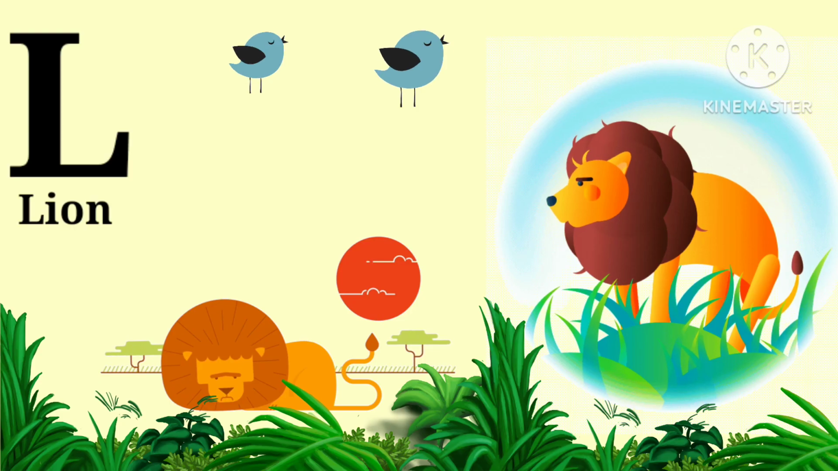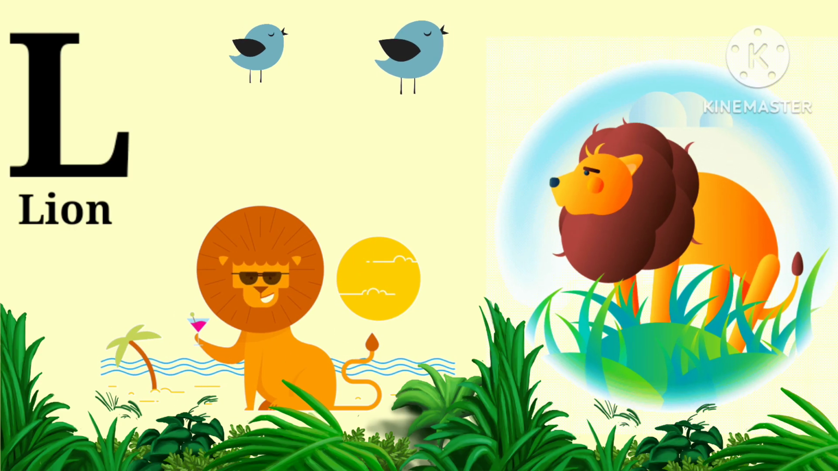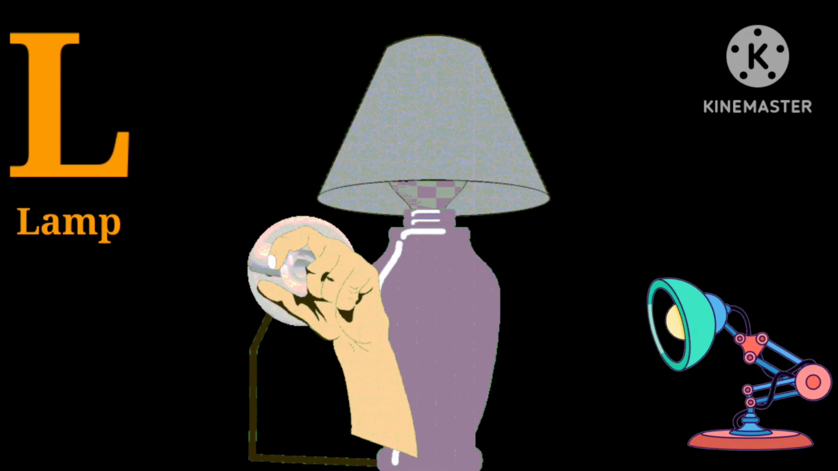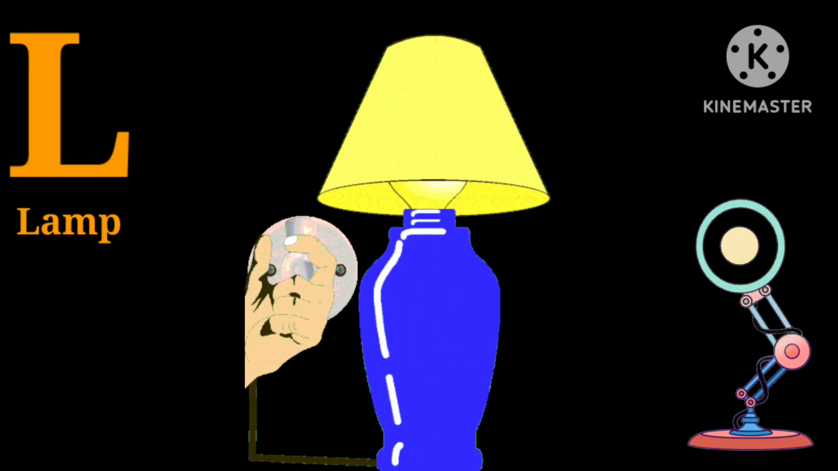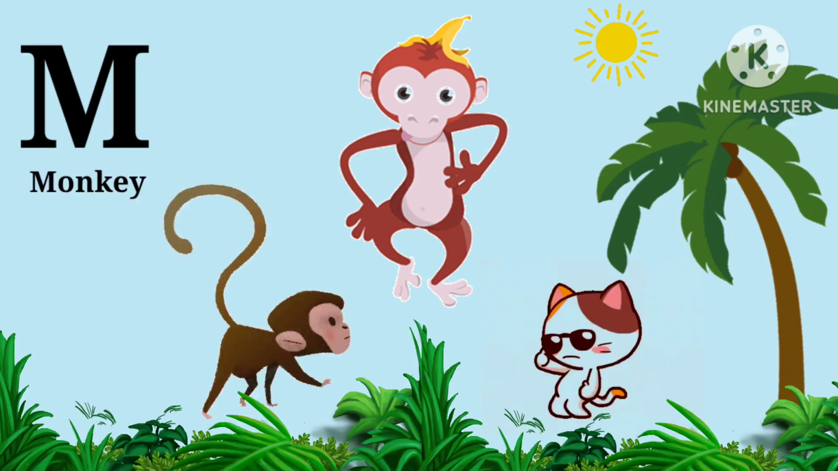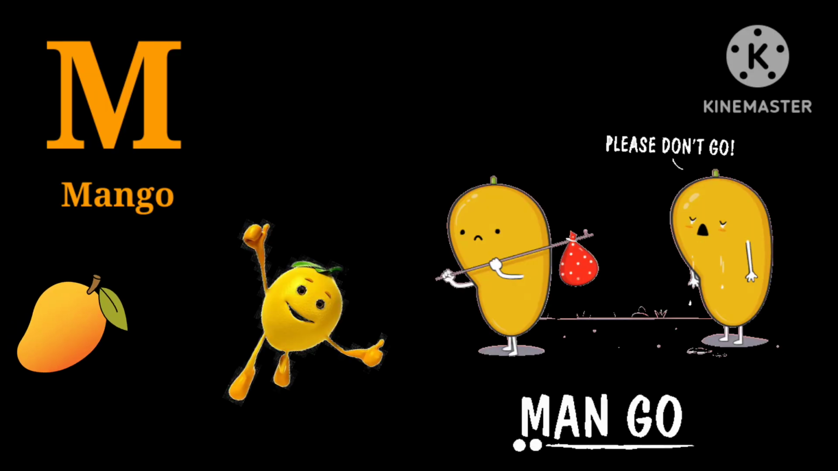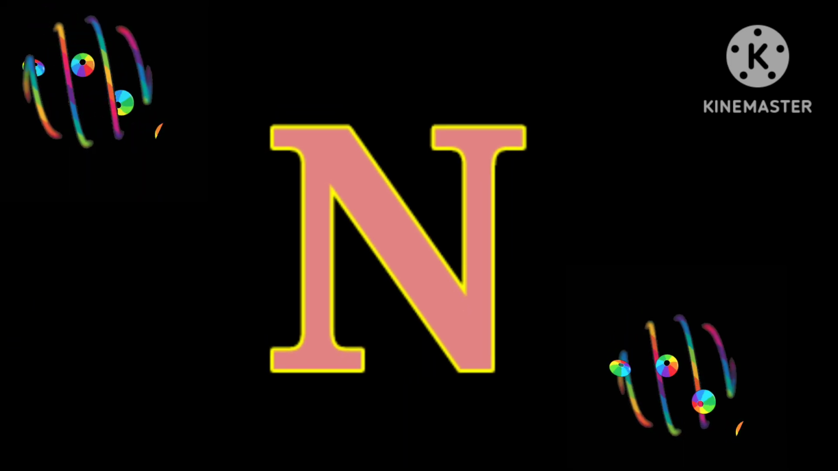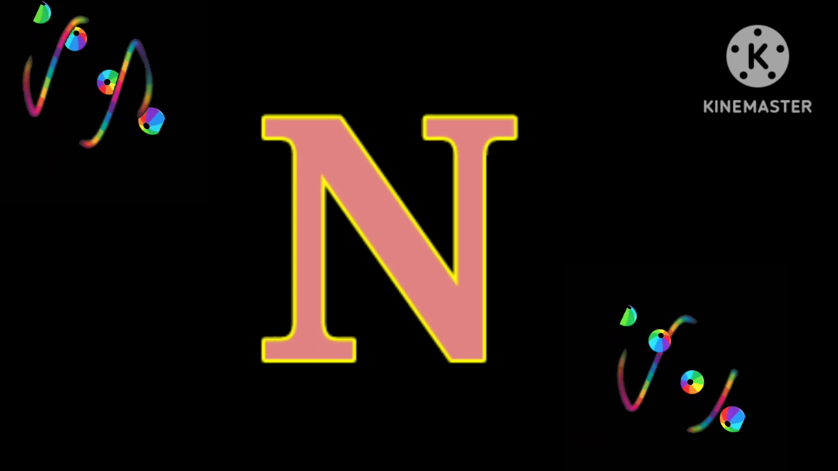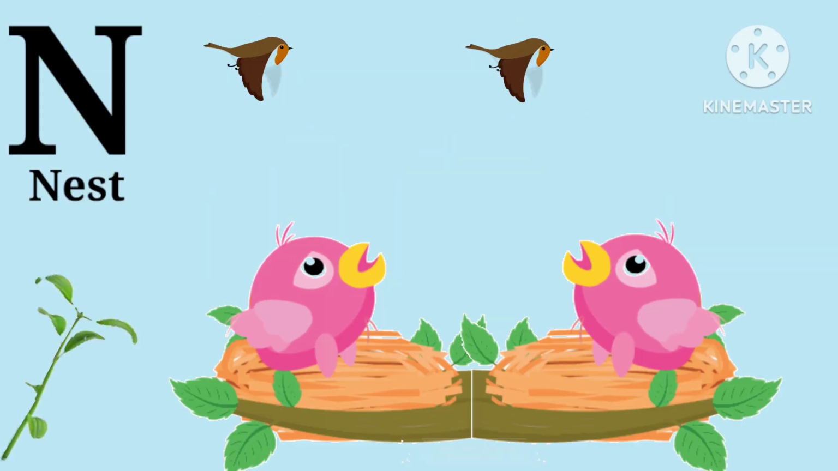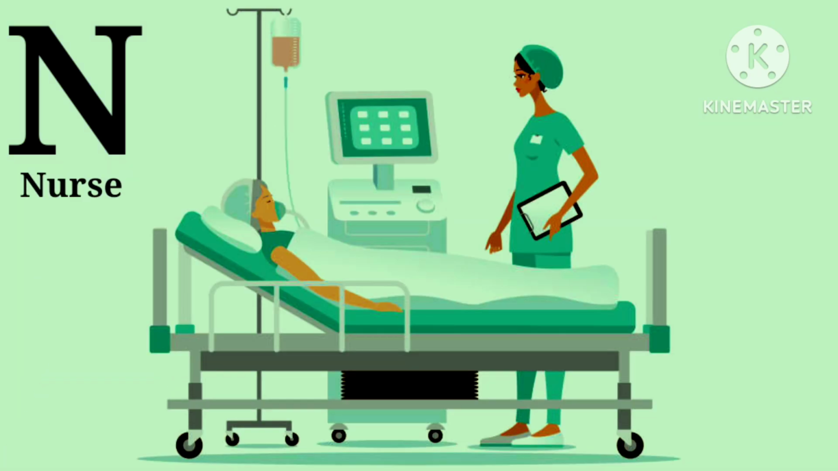L. It's capital L. L for lion. L for lamp. M. It's capital M. M for monkey. Monkey. M for mango. N. It's capital N. N for nest. Nest. N for nurse.